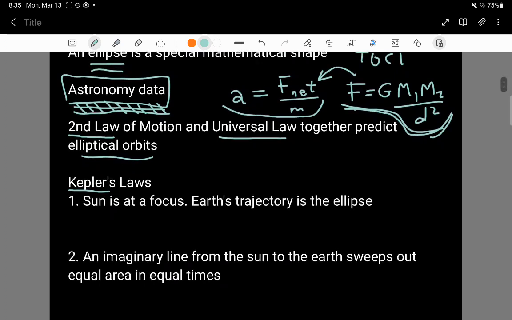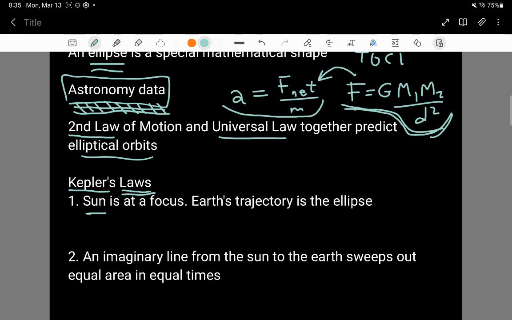First of all, Kepler also had access to this astronomy data. Everybody's talking about it. And it was clear to Kepler that it certainly did seem that the sun was at a focus of an ellipse, and Earth's trajectory is the elliptical shape around the sun as one of the foci, right? So he just said, okay, let's call that a law, because that seems to be the way things are, and it doesn't seem to be changing.